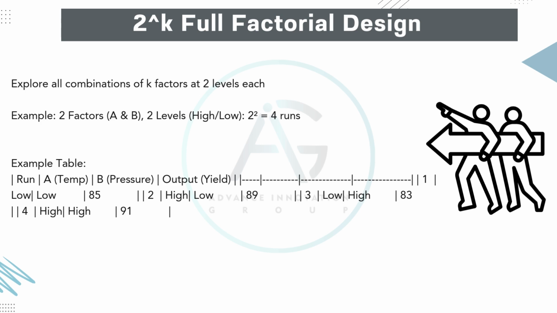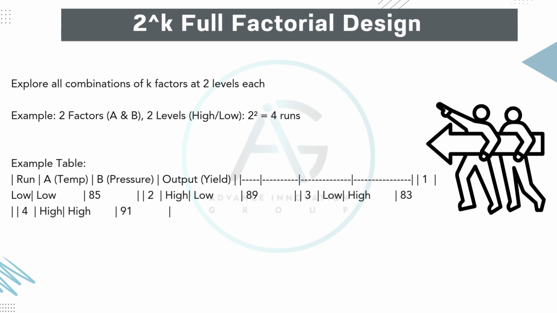In run 1, both A and B are at low, and the output is 85. In run 2, A is at low and B is at high, and the output is 90. In run 3, A is at high and B is at low, and the output is 80. In run 4, both A and B are at high, and the output is 95. In the second set, run 2, A is high, B is low, and the output is 89. In run 3, A is low, B is high, and the output is 83. In run 4, both A and B are at high, and the output is 91.